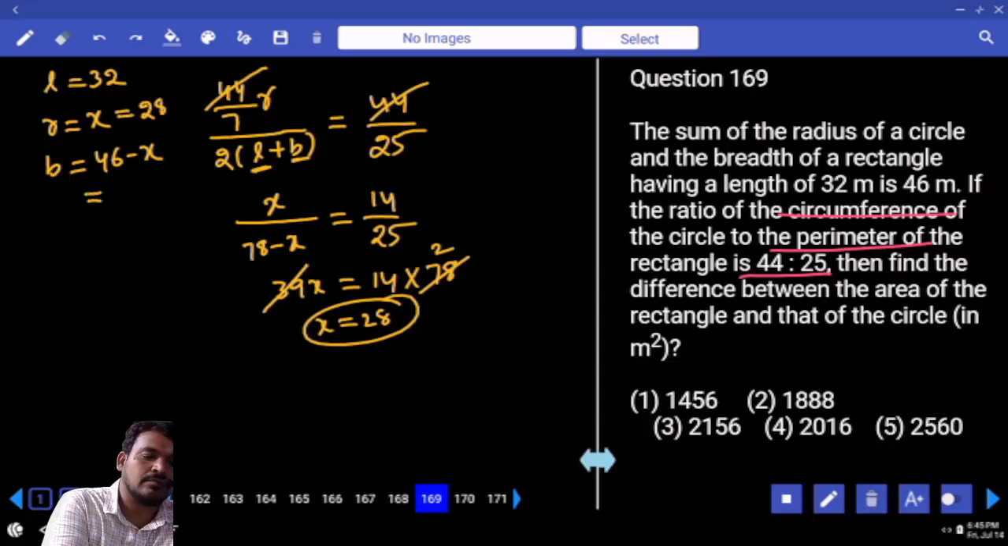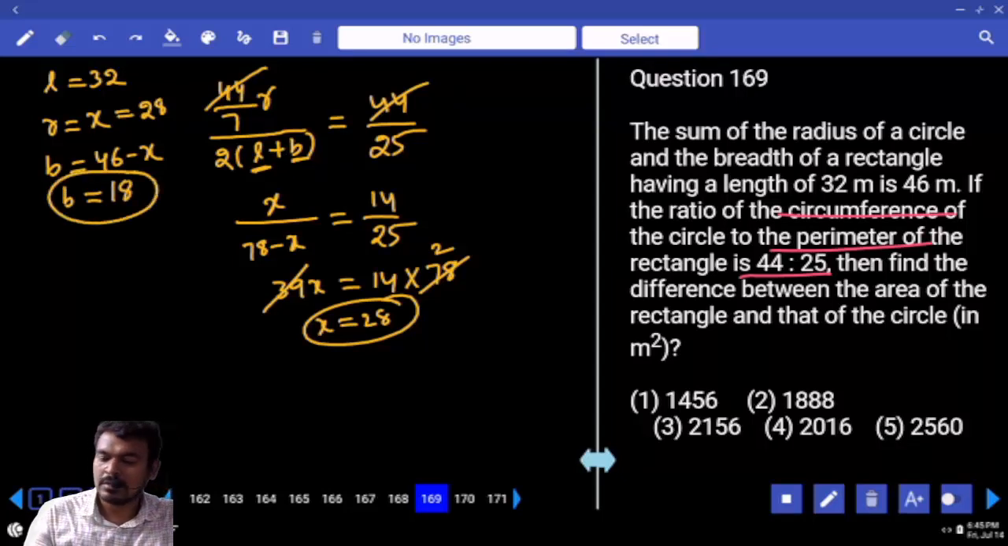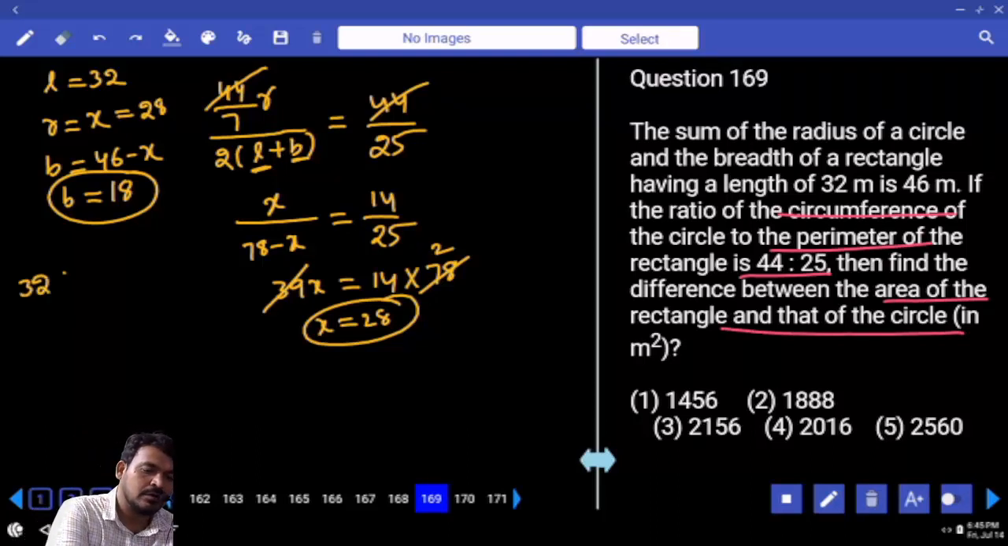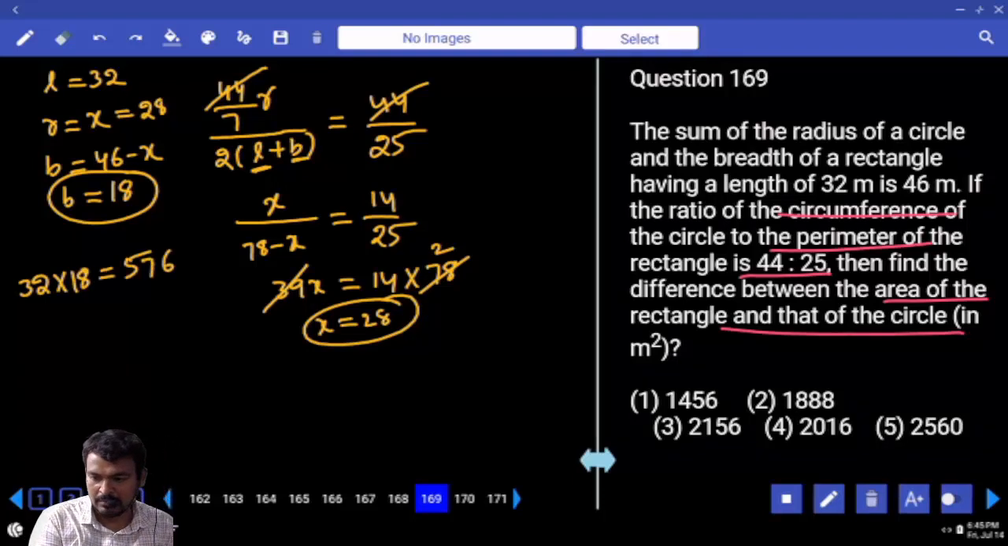What is the breadth value? 46 minus 28, 18. The breadth is 18. What is the question here? Difference between the area of a rectangle and that of a circle. Area of a rectangle means length into breadth, so 32 into which one? 18. It will be 540 plus 36, 576.